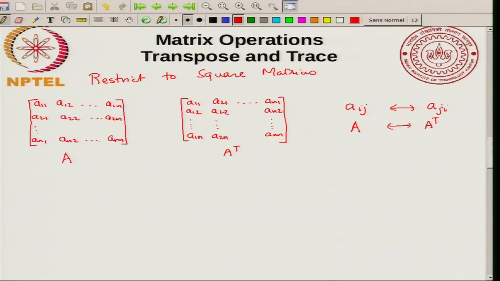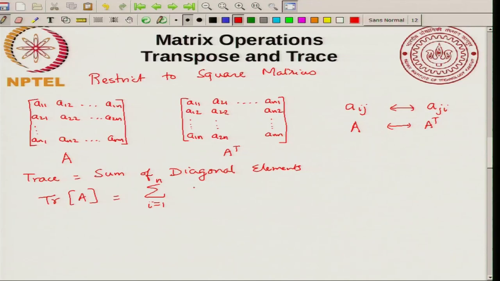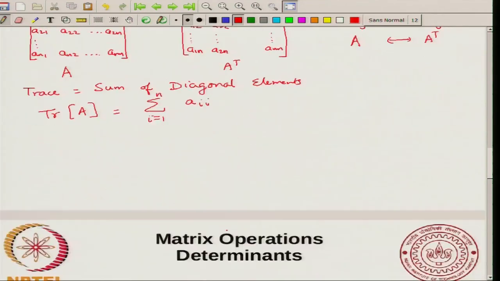The next thing is called the trace. So the trace of a matrix, again we will restrict to square matrices, is equal to the sum of diagonal elements. So trace of A is equal to the sum over i equal to 1 to n of Aii. This trace sometimes plays a role in various operations. So these are some basic matrix operations.